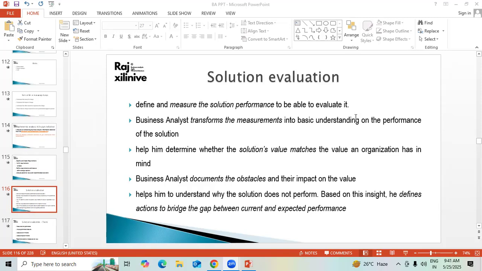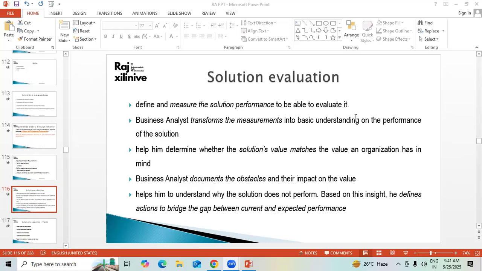When we want to evaluate and finalize the solution as a business analyst, irrespective of the technology and the domain we deal with, the very first thing we need to do is define the solution performance, which must be evaluated by understanding how it can be measured, right? So, by considering the return on investment or the objectives and goals which the customer wants to achieve in future. This is point number one.